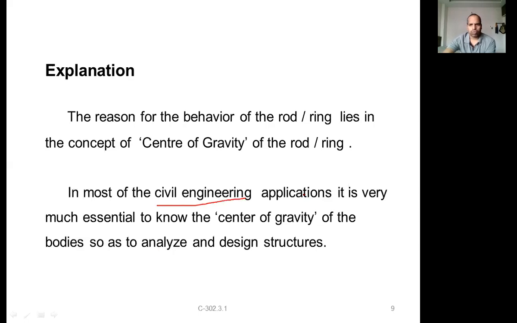So it is very essential to know the center of gravity of the body so as to analyze and design structures. If you are able to locate the center of gravity, the member may be economical, or safe, or may not tilt about any line. There are so many advantages. If you know the center of gravity, you can design your member so that it will be in a stable condition. From the stability point of view, the center of gravity is very important, and we need to calculate it.